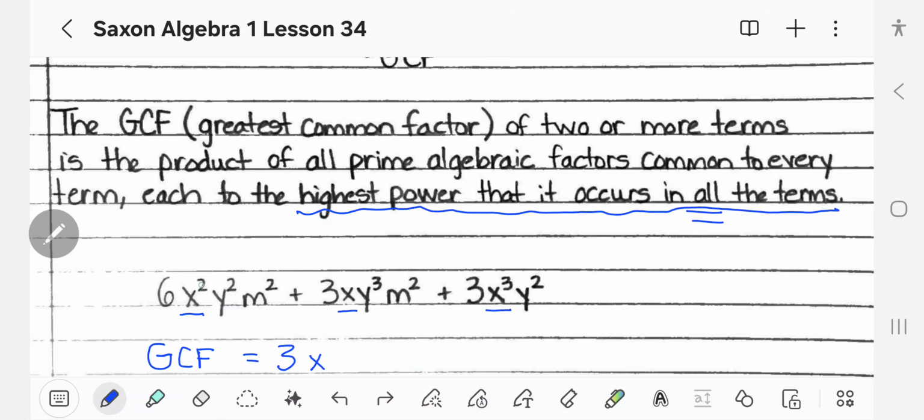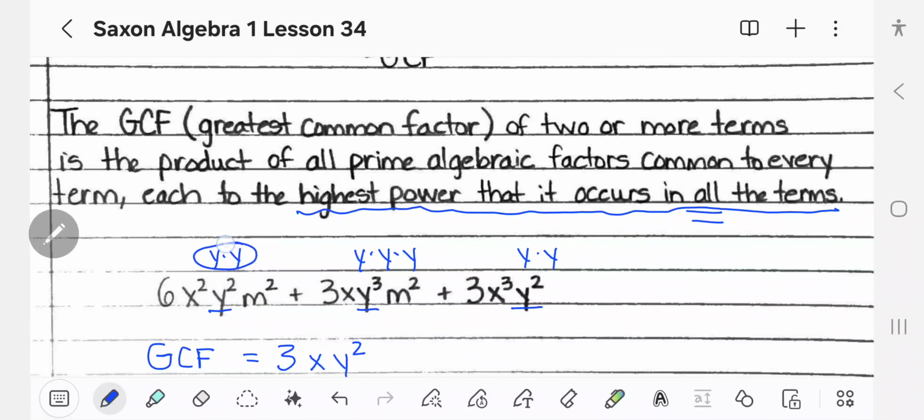What's the highest power that you have in all the terms? Well, this one has x to a power of 2, this one has it to a 1, and this one has it to a 3. So what do they have in common? Just to the first. That's the highest power that they have present in all the terms. So now let's look at another variable. Let's look at the y's. Here we have a y squared, we have a y cubed, and we have a y squared. What's the highest power of the y's that we have in all of the terms in common? Well, that would be y squared because they all have a y squared. And you could list it out like this if that would help you.